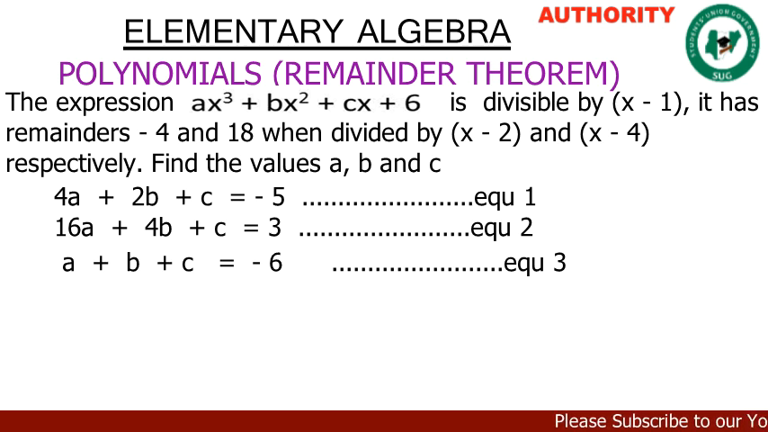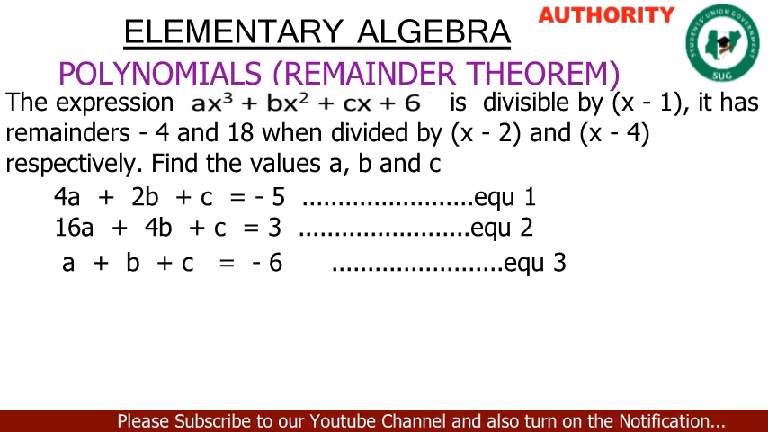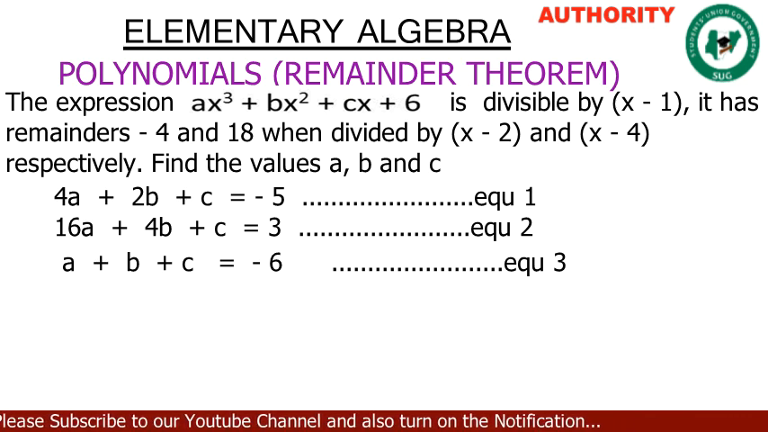Alright, so our new equations now, equation 1 is 4a plus 2b plus c is equal to minus 5. Equation 2, 16a plus 4b plus c is equal to 3. Equation 3, a plus b plus c is equal to minus 6. Alright, good. Let's go. How are we going to solve this? Please pay attention. The ones we have been solving are 2 linear equations, but this is 3 simultaneous linear equations involving 3 unknown terms.